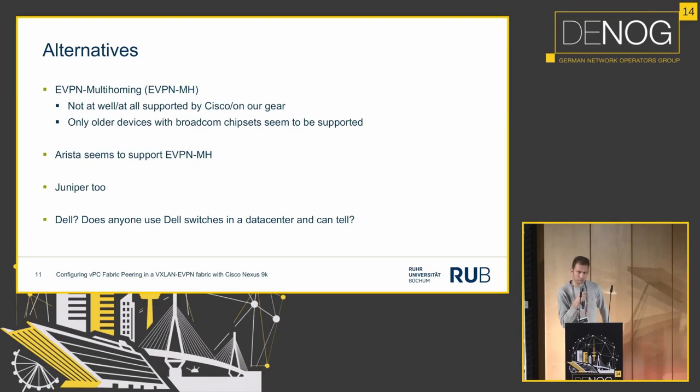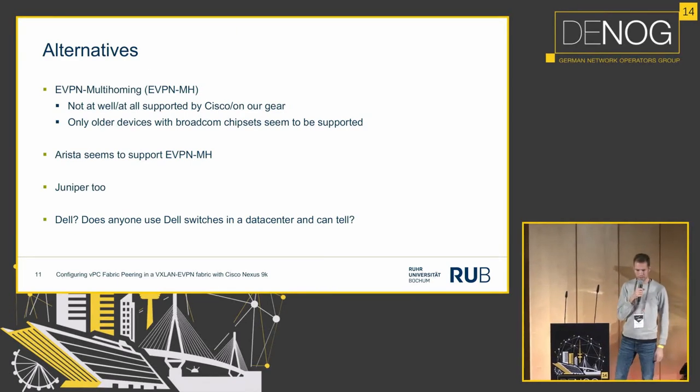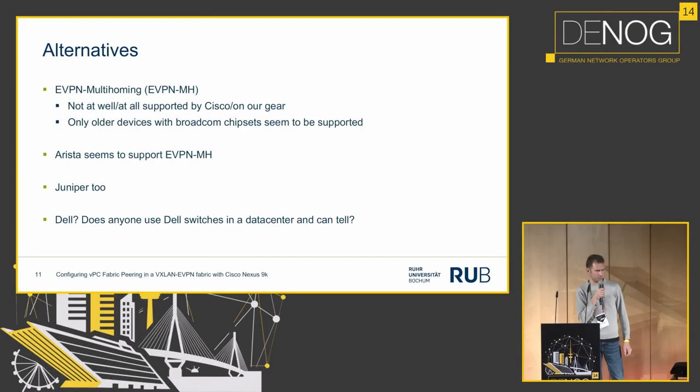As I already said in the beginning, Cisco doesn't support EVPN multi-homing. Yesterday evening I heard that the hardware would support it already, but the software doesn't, if I understand that correctly. I don't really know. Arista supports EVPN multi-homing. This is what I learned at the breakfast, and Juniper seems to, and Dell. I don't know about Dell. Does anyone use Dell switches in a data center? I don't know.